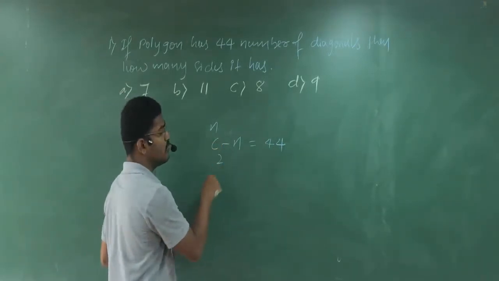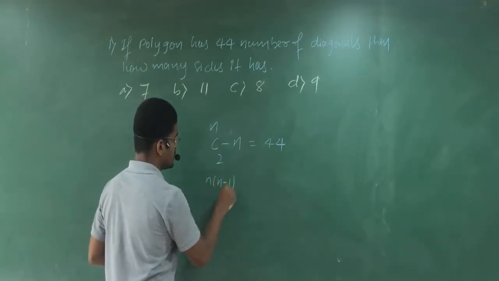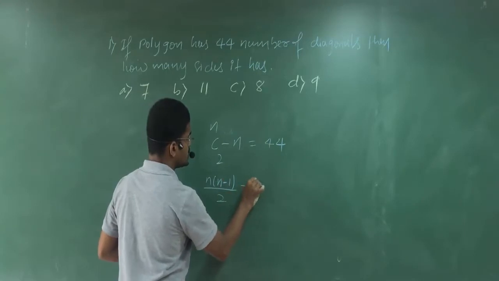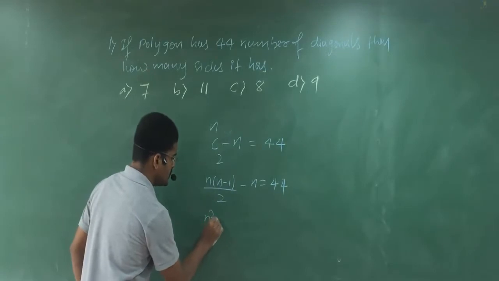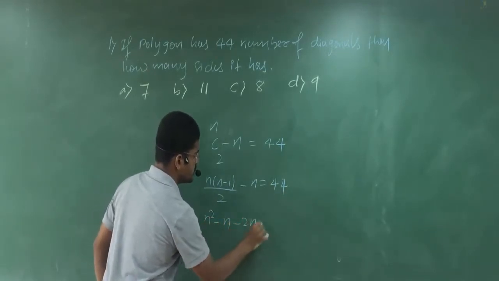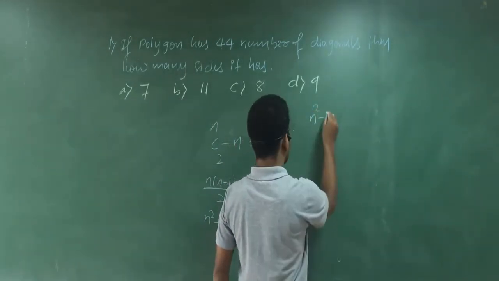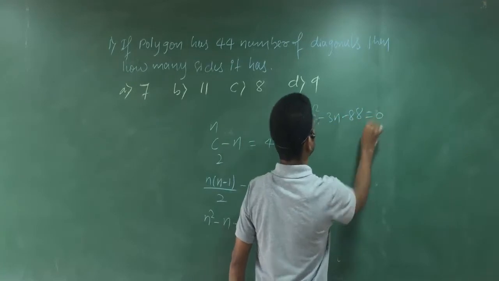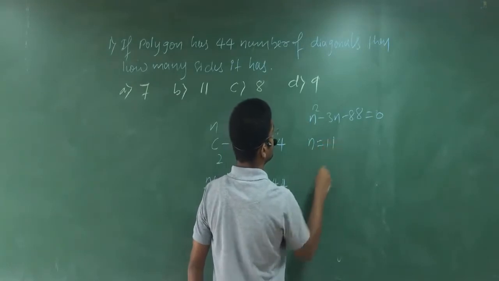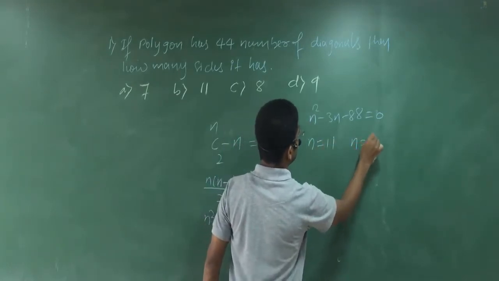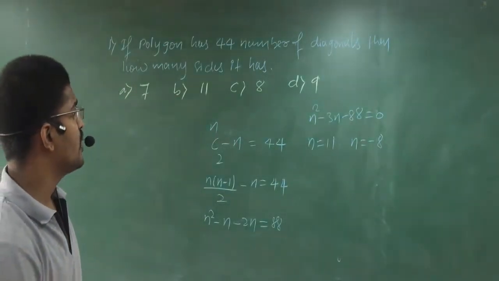That is n factorial divided by 2 factorial into n minus 2 factorial. If I simplify that, n into n minus 1 divided by 2 minus n equals 44. Clear? If I simplify this, n square minus n minus 2n equals 88. So it will be n square minus 3n minus 88 equals 0. You factorize this and you are going to get n equal to 11 and n equal to minus 8.